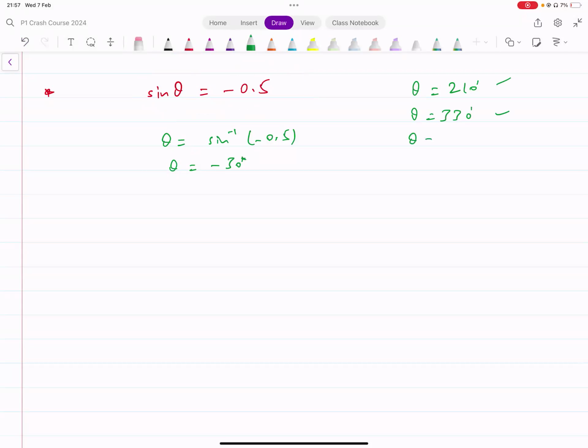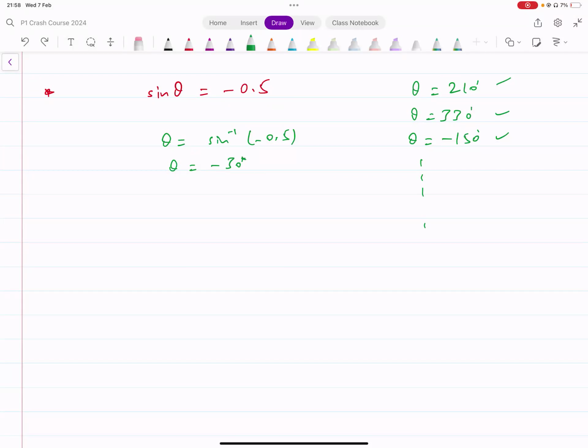You could try theta equals minus 150. That is also a possible solution of this equation. You can input that here, and the result turns out to be minus 0.5. It satisfies the equation. And in fact, there are infinitely many possible solutions for this. You can just keep adding 360 or subtracting 360 to these values, and you will get so many other answers. Your calculator, however, can only give you one answer.